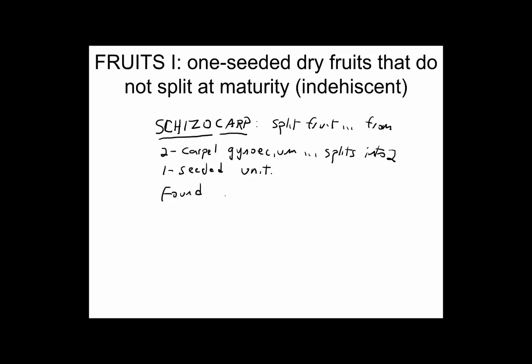So it's found basically only in a family called the Apiaceae. And the Apiaceae is the parsley family. And I'm going to talk a bit about families. We haven't discussed this formally and officially yet, but as in the Linnaean classification system: kingdom, phylum, class, order, family, then genus, and then species.